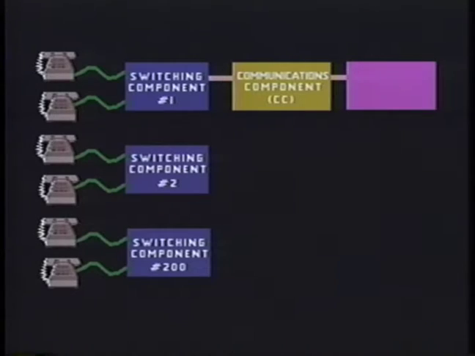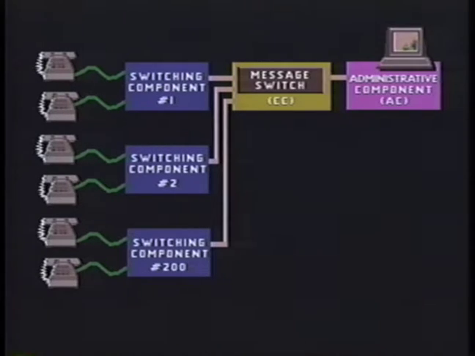Each switching component is connected to the communications component, or CC. It switches voice and signaling information between switching components. A message switch in the communications component serves as the system's message center. The message switch connects the switching components to the main processor.